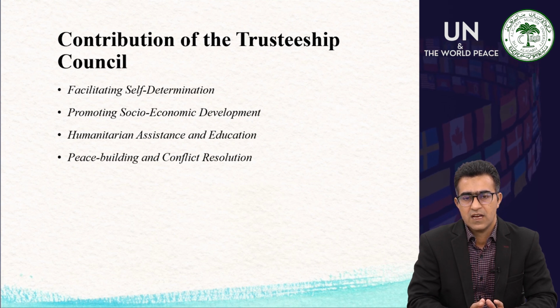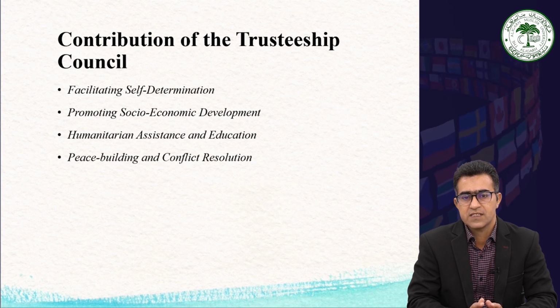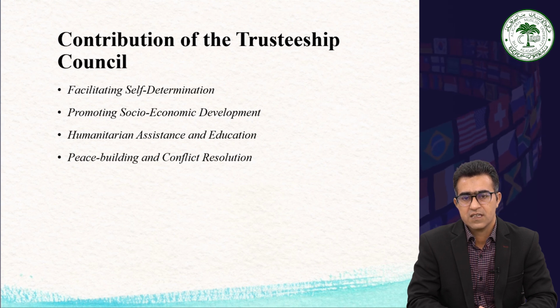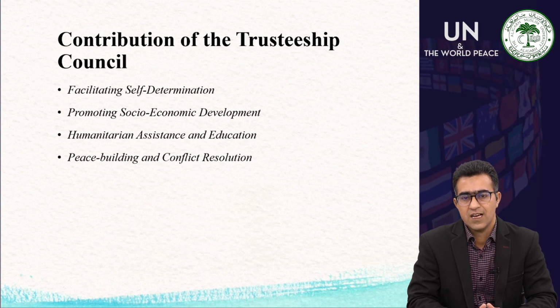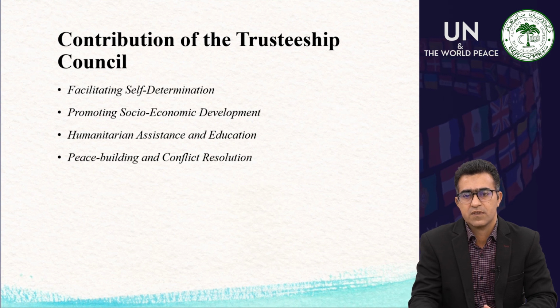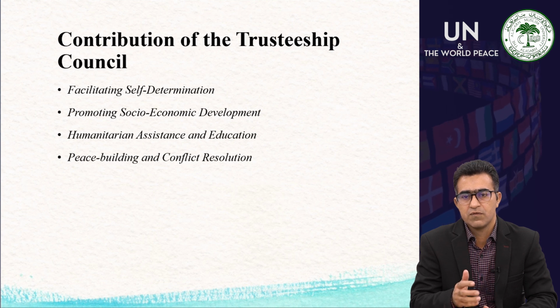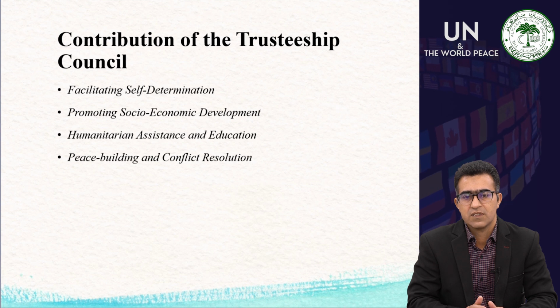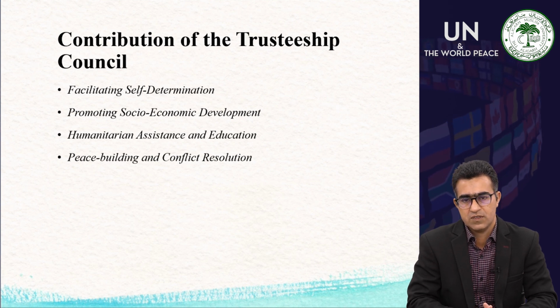First is that this Trusteeship Council facilitated self-determination. For example, Trust Territory of the Pacific Islands. This Trust Territory of the Pacific Islands comprised several islands in the Pacific Ocean, administered by the United States after World War II. Under the Trusteeship Council's supervision, this trust territory underwent a gradual transition towards self government.